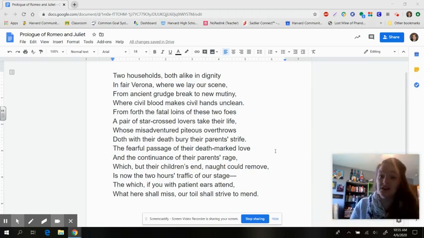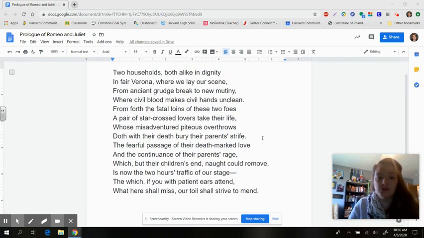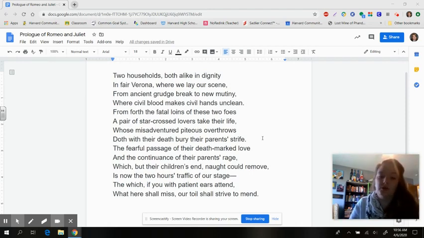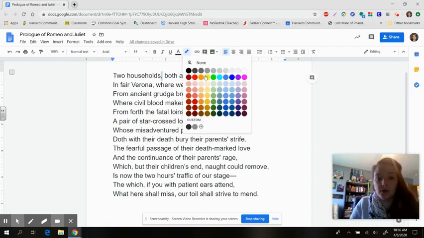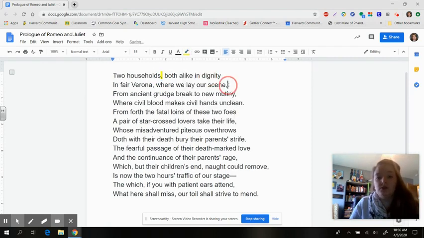So, because it is a sonnet, it has 14 lines, it's an iambic pentameter, and it follows our A, B, C, D, E, F, G, G rhyme scheme. So, we are going to dissect this just like we did all of the poems in our poetry unit. So, first things first, we need to find the punctuation. I'm going to go through and highlight that. You can do the same thing in your assignment.